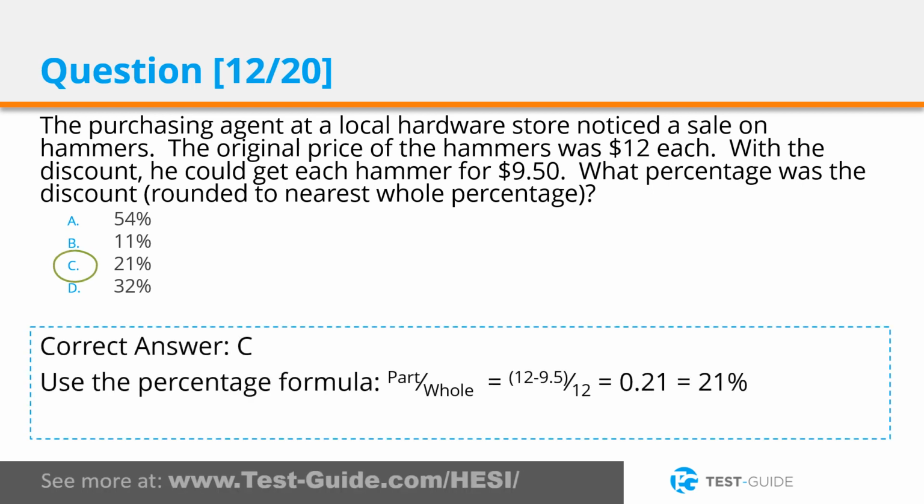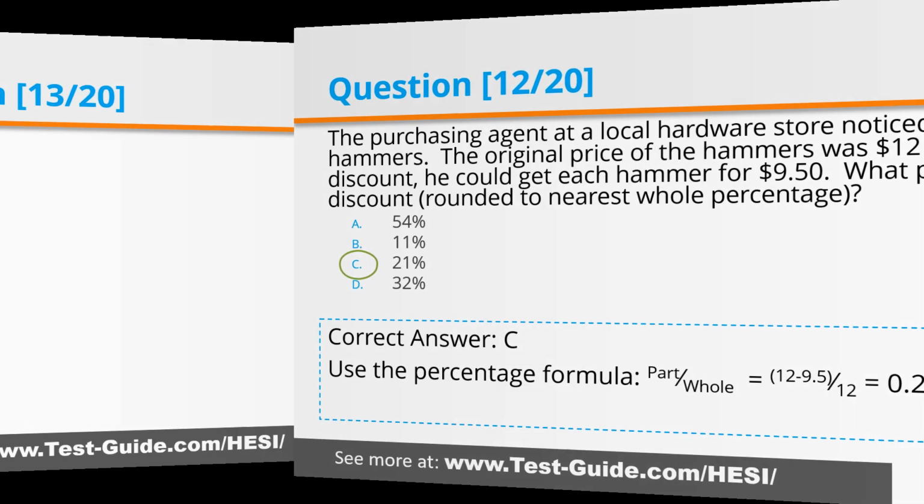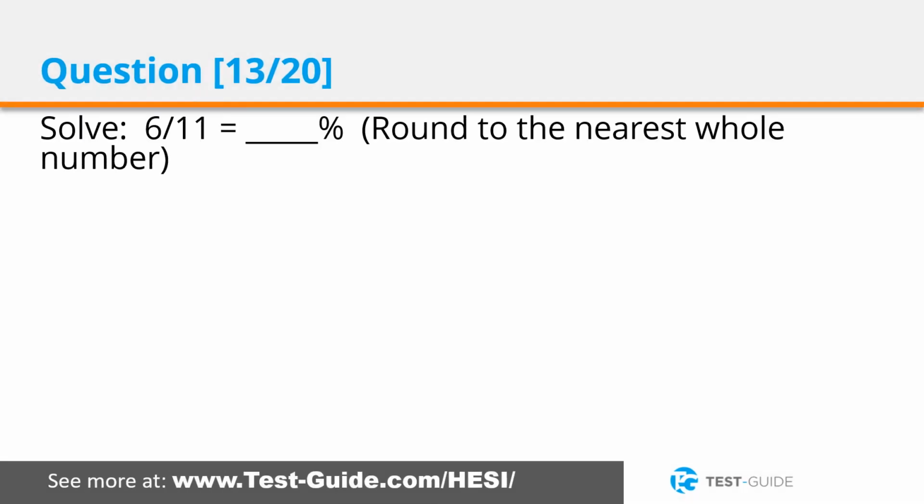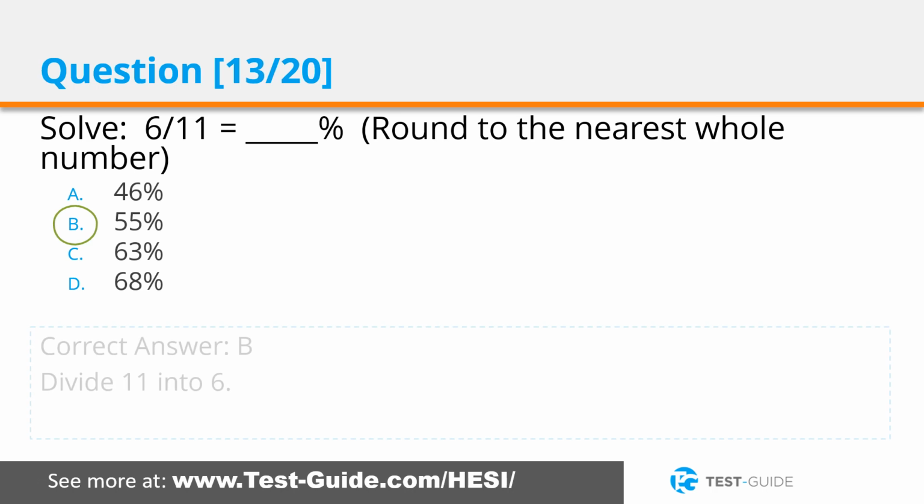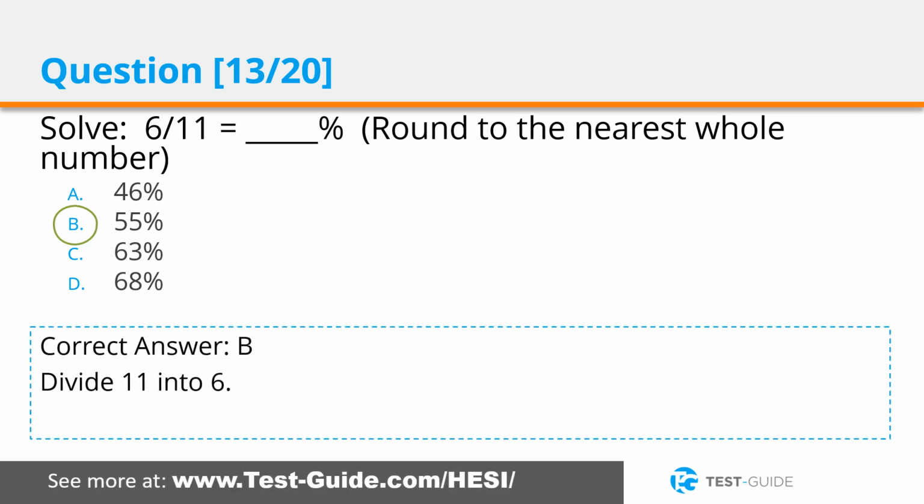Correct answer C. Use the percentage formula. Part over whole equals 12 minus 9.5 divided by 12, which equals 0.21 or 21%. Question 13. Solve. 6/11 equals what percent? Round to the nearest whole number. 46%, 55%, 63%, 68%. Correct answer B. Divide 11 into 6.